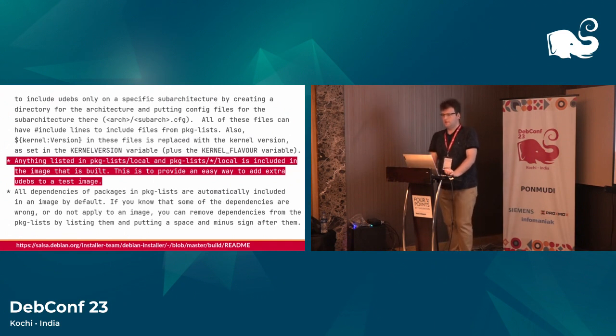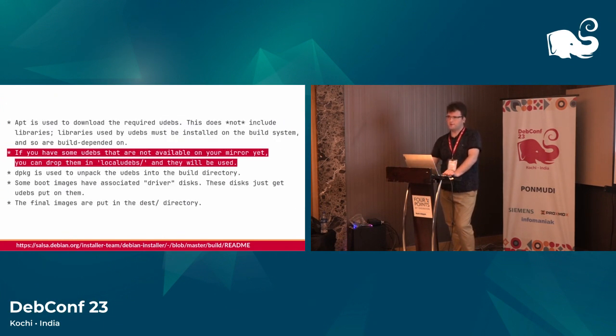And how do you include them in the Debian installer build is that we already have hints for that in the README of the Debian installer build repository. Anything listed in pkg-lists/local is included in the image that is built. So we can list the name of the package in that file if we have it on the archive. If you have already uploaded to the archive, it can download it from that. But if we haven't, because we want to test the thing we built first, we can just put them in the local udebs directory, and it will check from that.